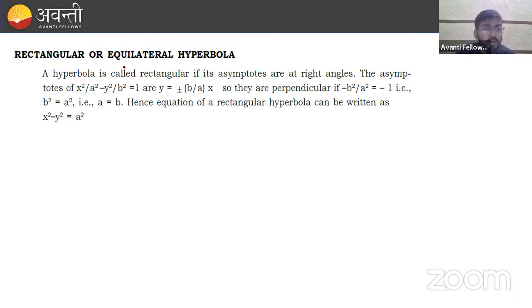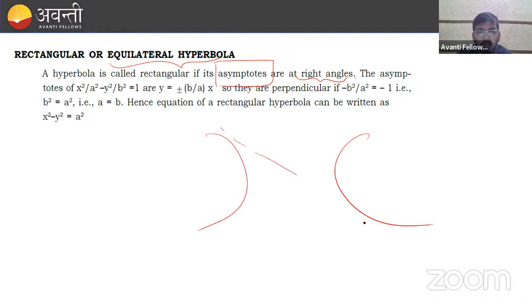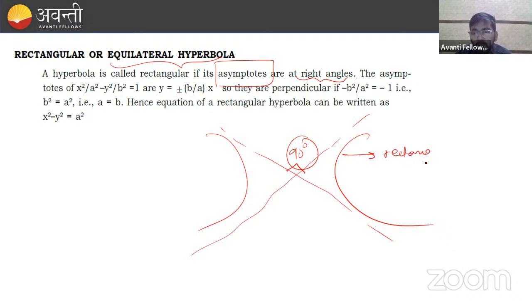Now, rectangular or equilateral hyperbola. Let's see how it is defined. First of all, the hyperbola is called rectangular if its asymptotes are at right angles. So the basic condition for a rectangular or equilateral hyperbola is that whenever you draw the asymptotes, the angle between them is 90 degrees. Then it is a rectangular hyperbola.